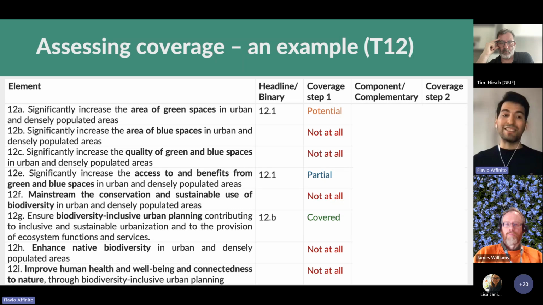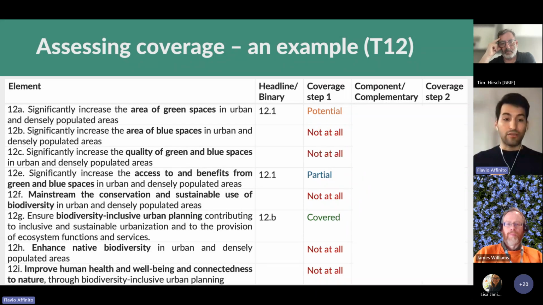On the other hand, it's only potentially addressing 12A because 12.1, the headline indicator, does not actually quantify the area of green spaces. But in quantifying access to green spaces, there is information being collected that could be useful to understand the area of green spaces. So we have a potential coverage here of 12A if we were to expand the headline indicator or use its data to also assess area.